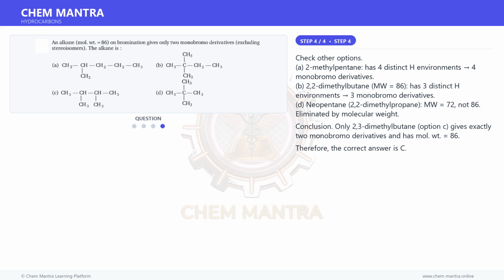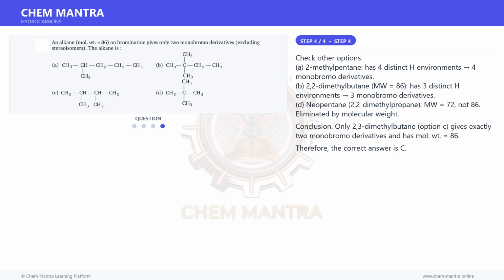A. 2-methylpentane has 4 distinct H environments, 4 monobromo derivatives. B. 2,2-dimethylbutane, mol. wt. is equal to 86, has 3 distinct H environments, 3 monobromo derivatives. D. Neopentane, 2,2-dimethylpropane, mol. wt. is equal to 72, not 86. Eliminated by molecular weight.